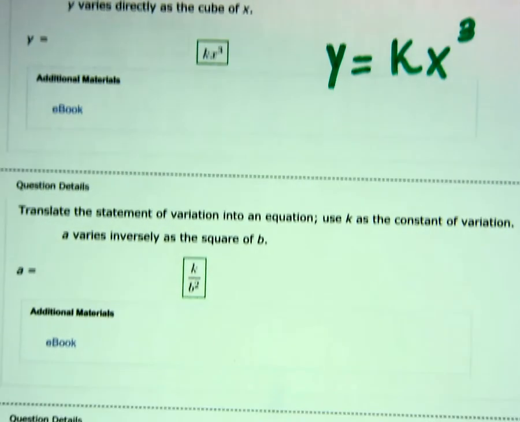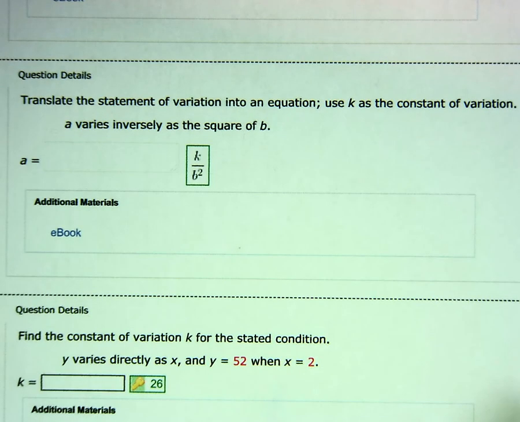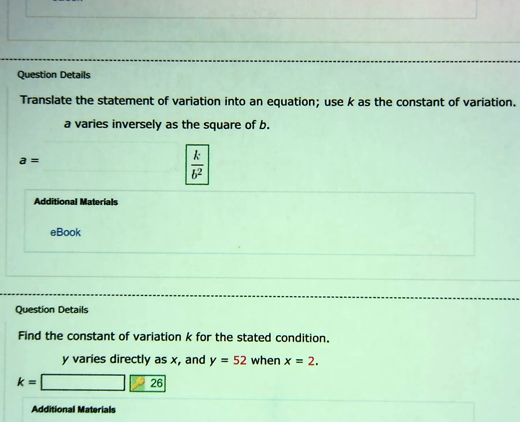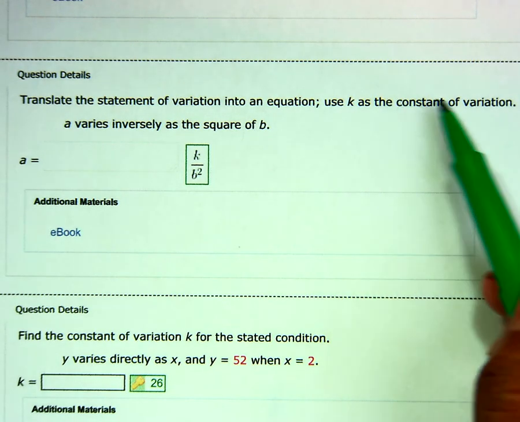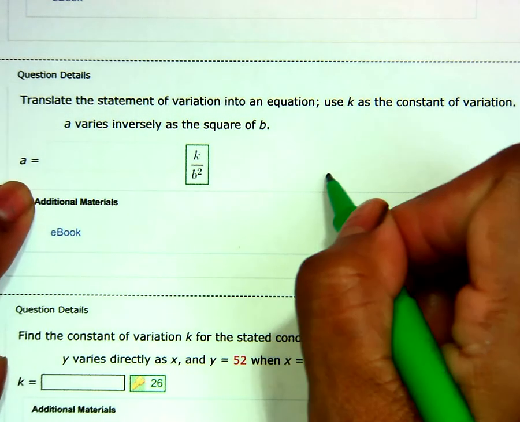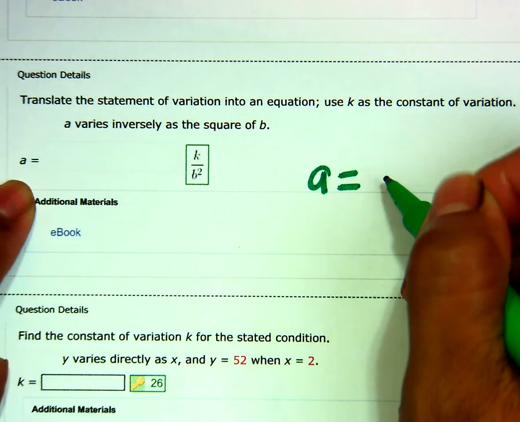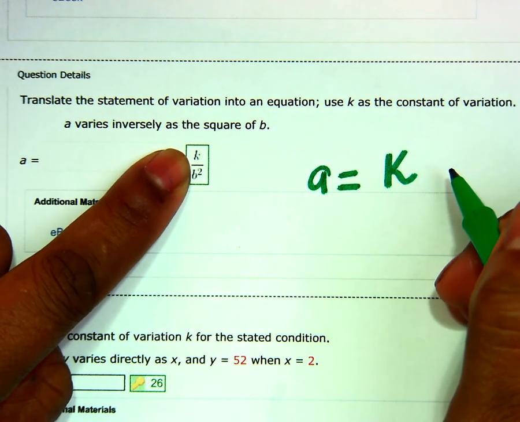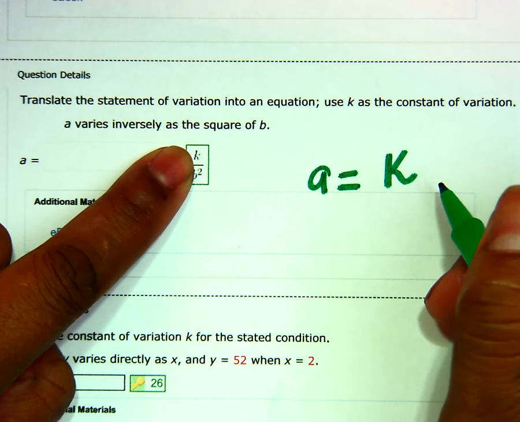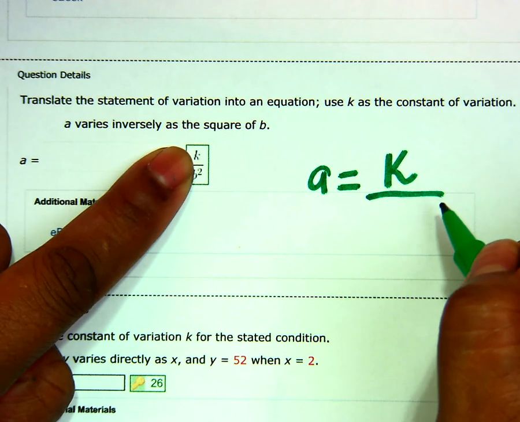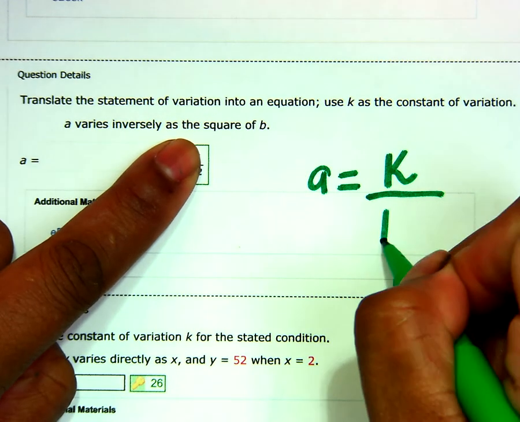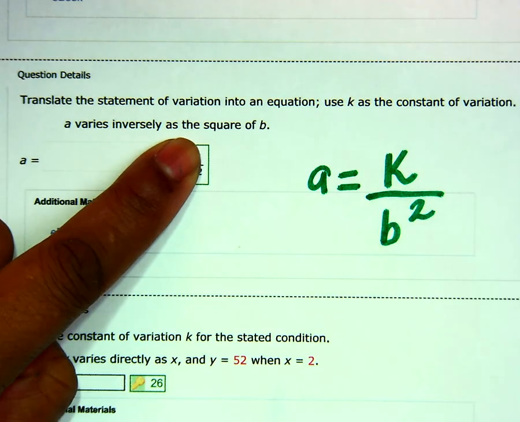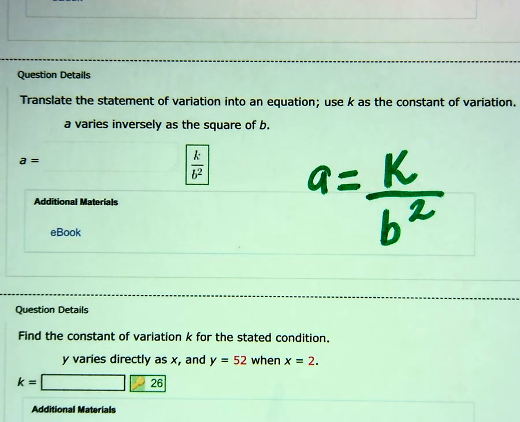Your next one says a varies inversely as the square of b. Use k as the constant again. So we've got an equation, which is a equals. We know we've got to have a k somewhere, so there goes k. Now here's the thing: inverse means a fraction. So I'm going to have the inverse of what? The square of b. That's it. So you have to read it carefully.